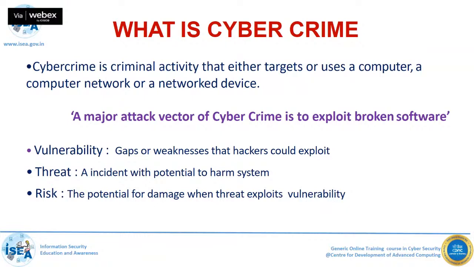A threat is an incident with the potential to harm the system. If it is vulnerable, there are chances that it may lead to a threat. With the potential to harm, the system will be attacked, and they may do any of these activities. Risk is the potential of damage when the threat exploits a vulnerability. If these threats and vulnerabilities are found, and the software is not updated, that is a risk. I'm just giving an example.